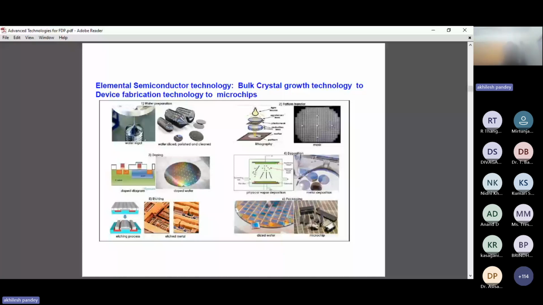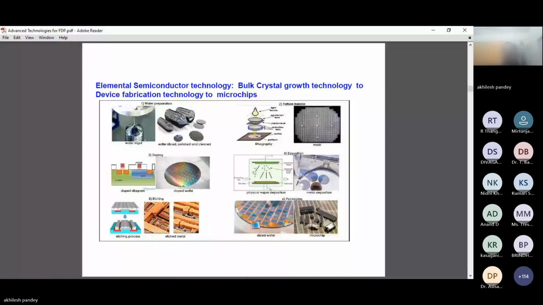But there are a lot of technological challenges, and after all the challenges we get the silicon wafers. Then if you want to make silicon based devices, we have to go for the processing. In the processing, basically there are three main steps which I would like to tell you.